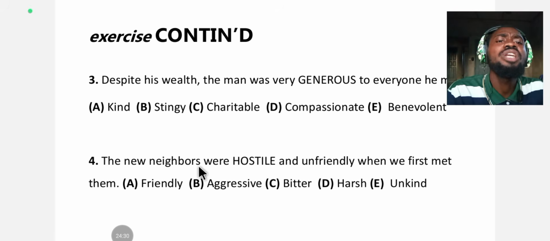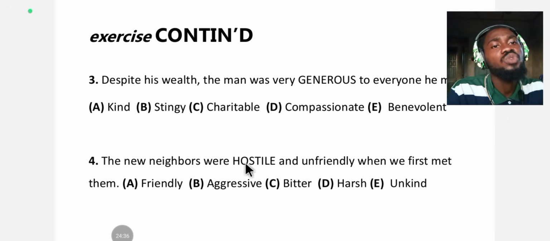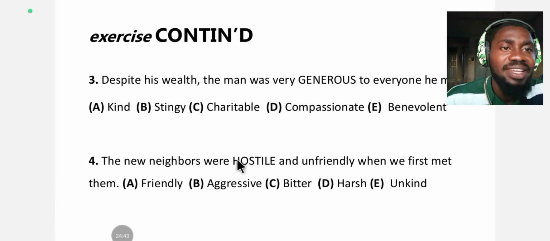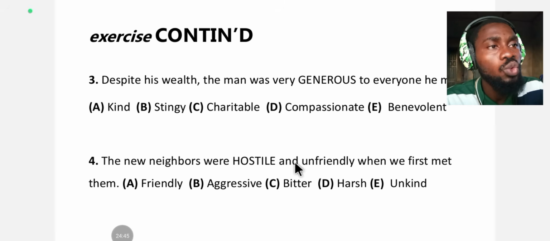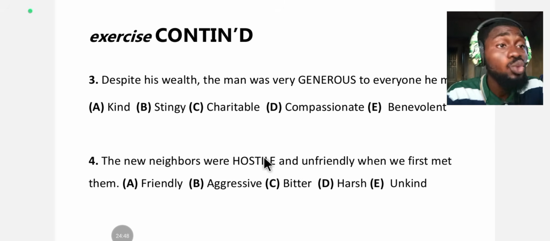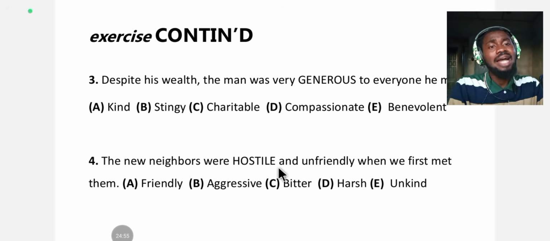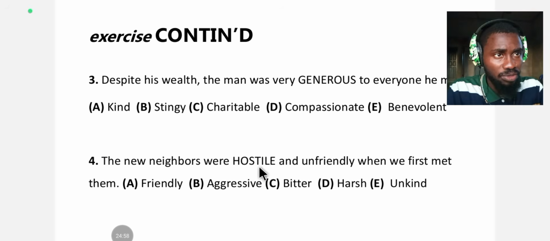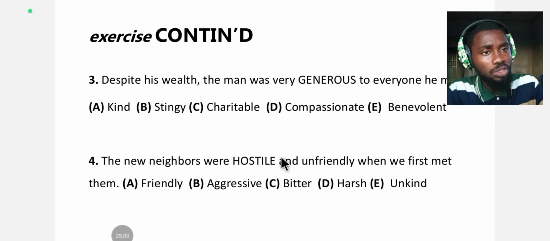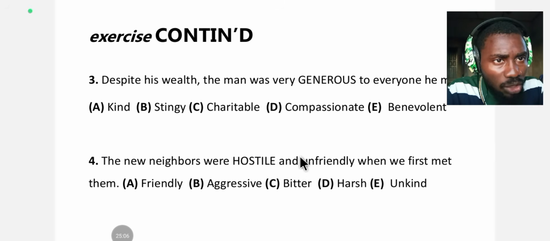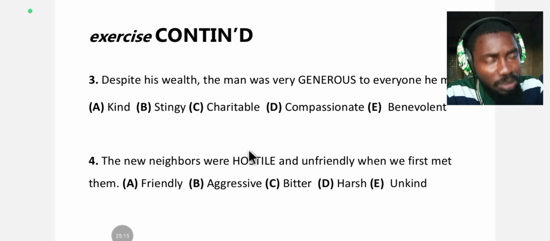Number 4, the new neighbors were hostile and unfriendly when we met them. In this question, the word "and" has already given you a clue of the meaning of this word hostile, even though you don't know it. Because when you see "and" after a word, it gives you an idea of the word itself. It's more like modifying the word better. So if you know the meaning of unfriendly, you can use it to predict the meaning of hostile.